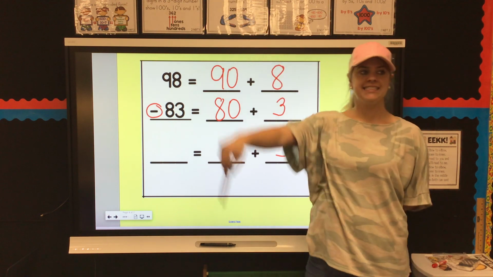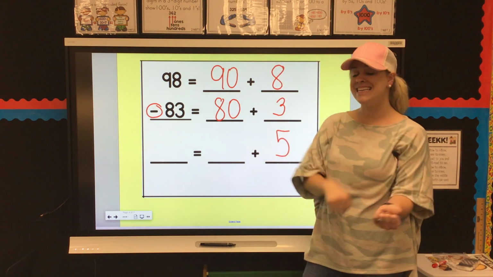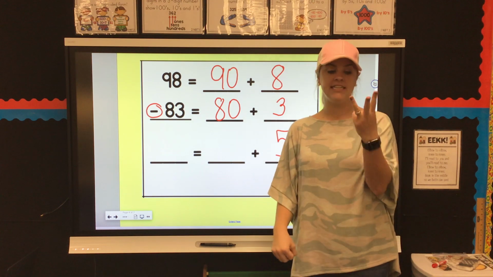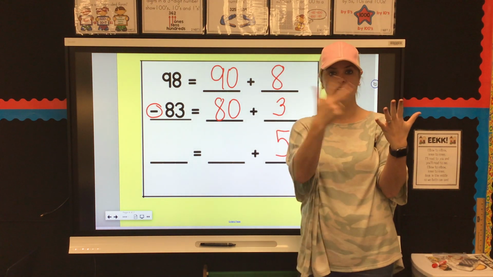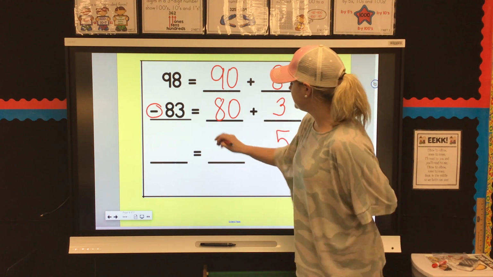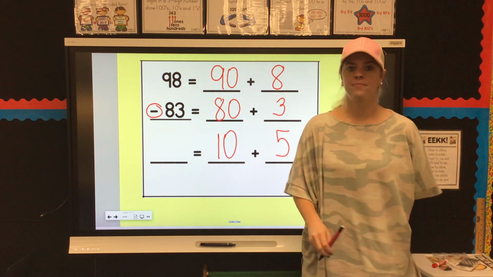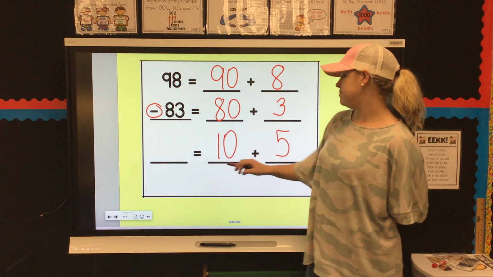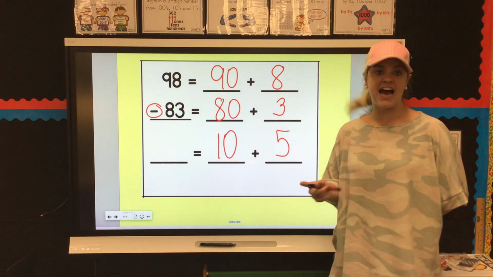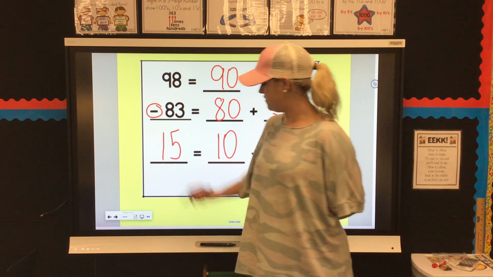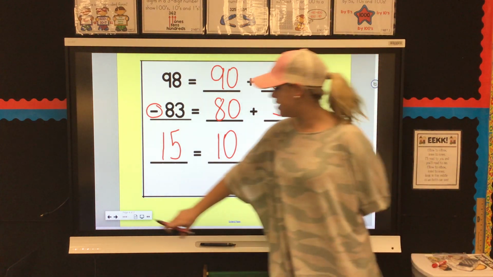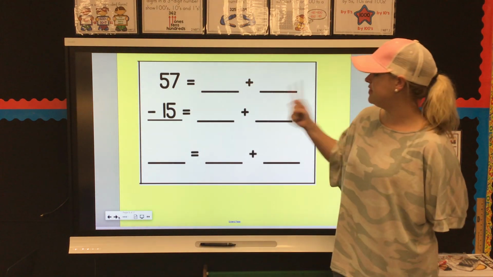90 minus 80. We're going to count backwards. 90, 80, 70, 60, 50, 40, 30, 20, 10. All right, 90 minus 80 equals 10. What is the same thing as 10 plus 5? That equals 15. Good job.